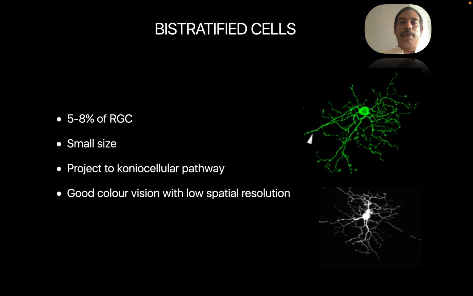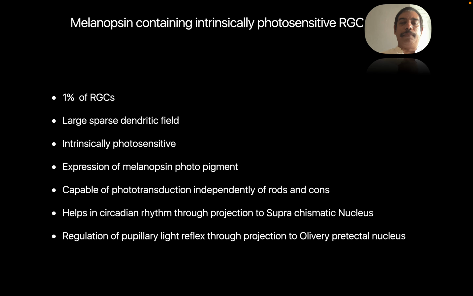We have the bistratified cells, which form about 5 to 8% of the retinal ganglion cells, are smaller in size, and project into the koniocellular pathway. They are important for good color vision with low spatial resolution.